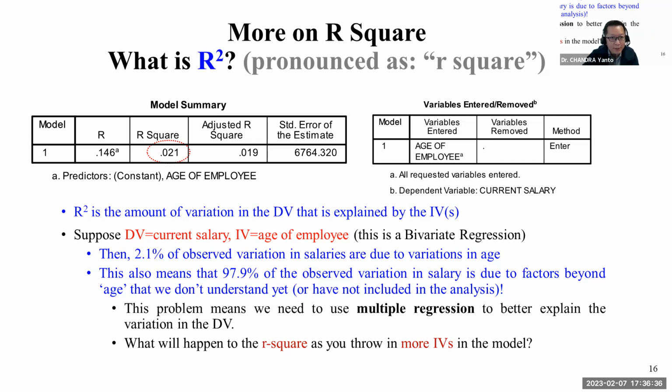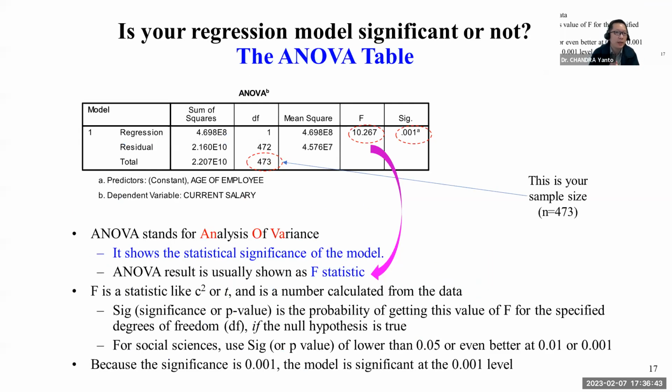Let's have a look at what happens to the R square when you have multiple independent variables. This is still the same example using the same analysis from the previous slide. Look at the age. Age is the predictor, the independent variable, and the dependent variable is the salary.